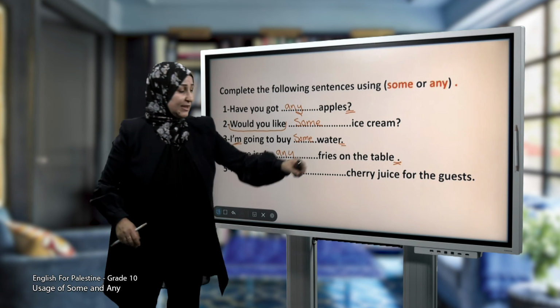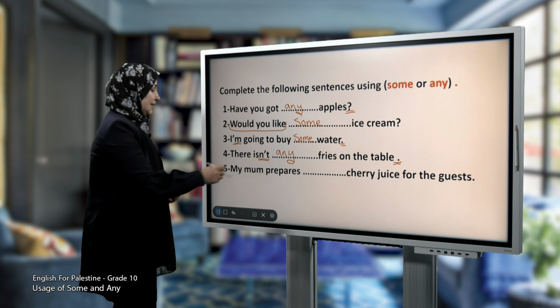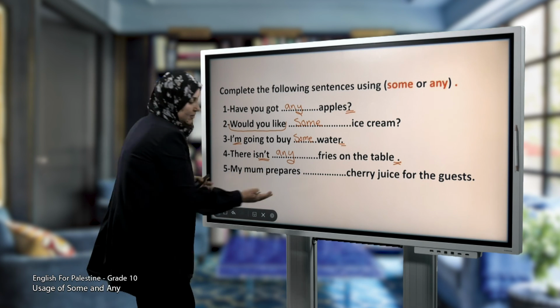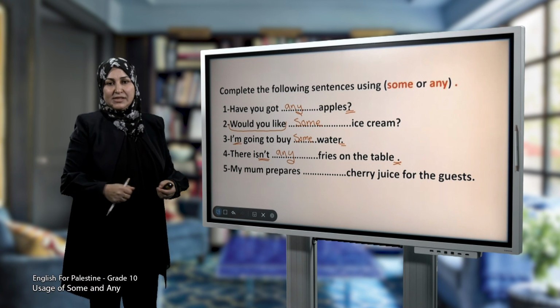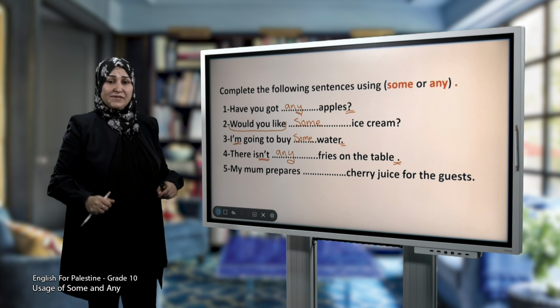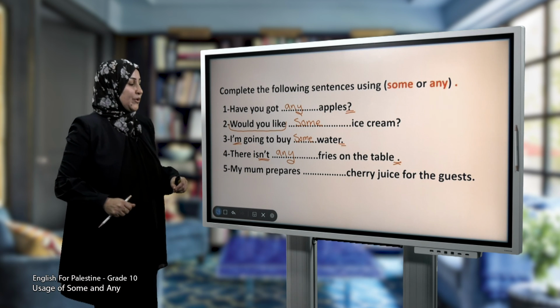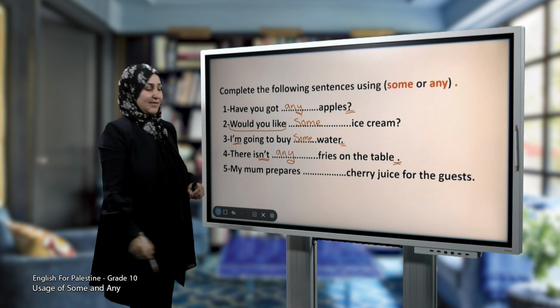My mom prepares cherry juice for the guests. Also here we have a positive sentence. We don't have not in this sentence, so it's a positive sentence. So we use, excellent, some.